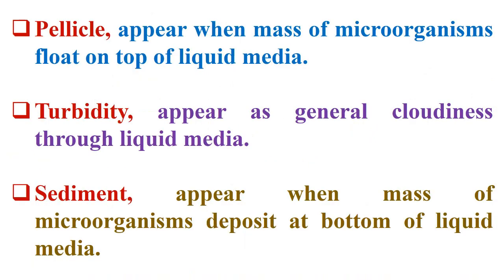Additionally, there are three types of liquid media. Pellicle appears when a mass of microorganisms floats on top of the liquid media, while turbidity appears when microorganisms appear as general cloudiness throughout the liquid media, whereas sediment appears when a mass of microorganisms deposits at the bottom of the liquid media, as mentioned in the next slide.